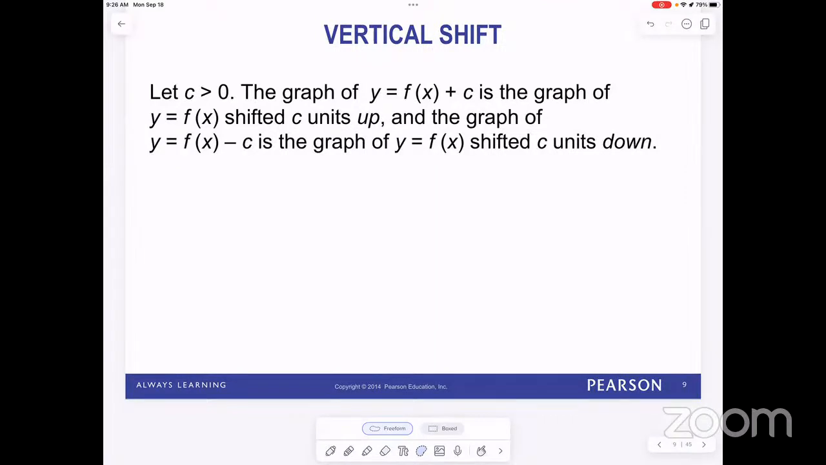So then if adding a positive on the outside shifts it up and subtracting a positive on the outside shifts it down, what do you think happens if we add a positive on the inside? Or if we add a positive on the inside, what do you think is going to happen? If we subtract a positive on the inside, what do you think is going to happen?